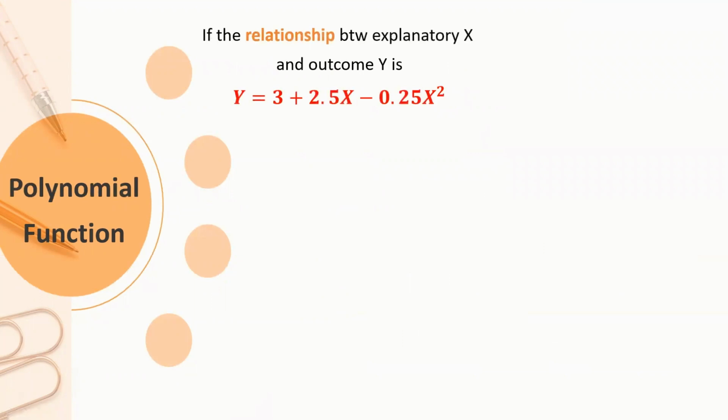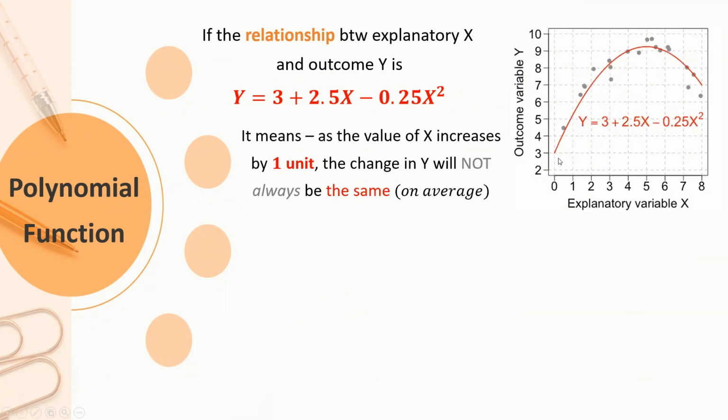And one possible answer could be they have a polynomial relationship. So again, here is a plot showing one polynomial relationship between the explanatory variable x and the outcome y. And it can be easily seen from the red curve here. As x increase by 1 unit, y will not always change by the same amount on average.